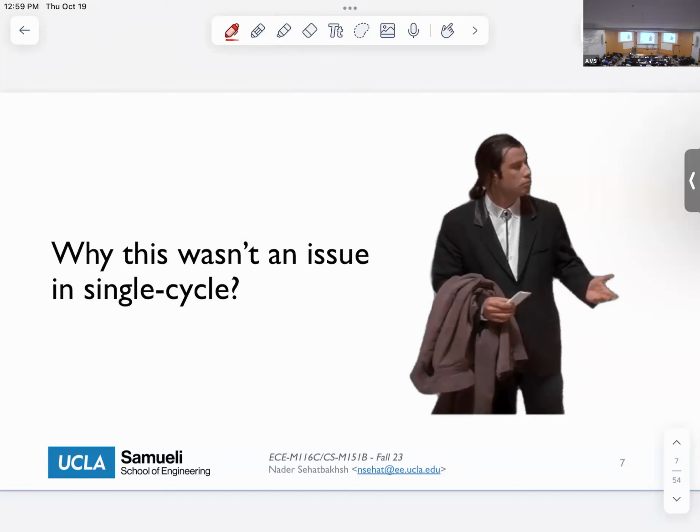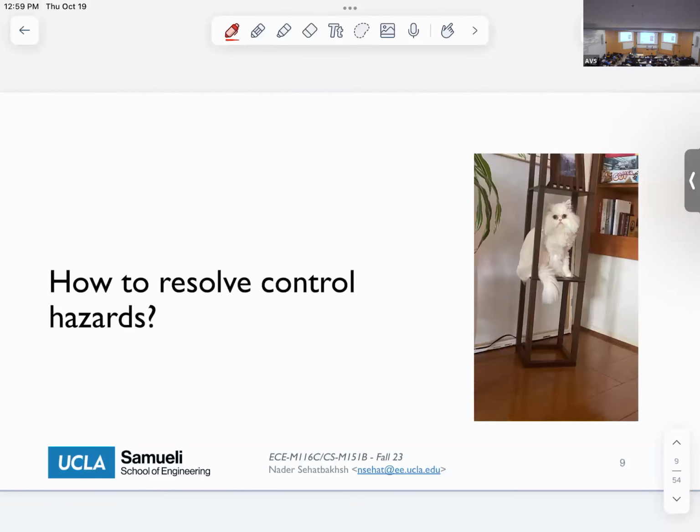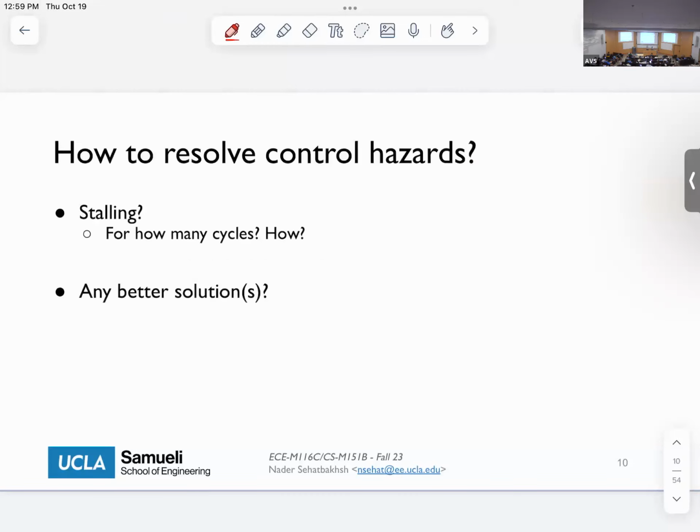If it's not a taken branch, I need to go and read from the B block, and so on and so forth. But for the pipeline, this is an issue that we're going to have. So how do we resolve the control hazards? What's the problem, and how should we resolve the control hazards?